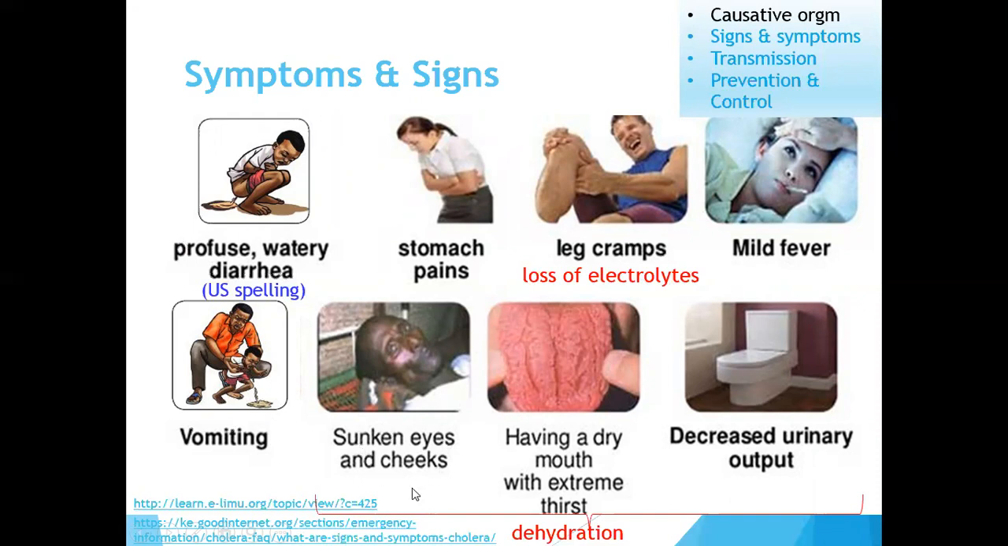Sunken eyes and cheeks. These three are due to excessive dehydration. Sunken eyes and cheeks, no more water. Very dry mouth, dry tongue, and decrease in urinary output, so less urination, right? Less urination because of excessive dehydration. Water from the internal environment of the body is lost into the external environment, which is the intestine. So we have a lack of water in the internal environment, therefore less urine, because urine comes from the internal environment of the body.